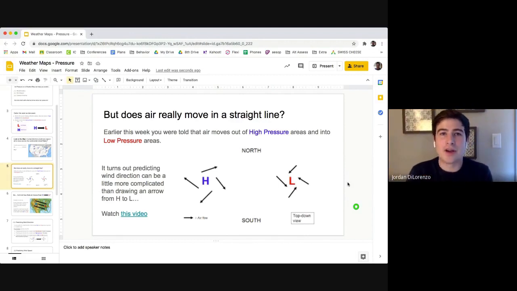Air does not actually always move in a straight line. It would be really nice if it did. It would probably be easier to predict the weather. But sadly, air actually tends to move more in a circular motion than in a straight path.